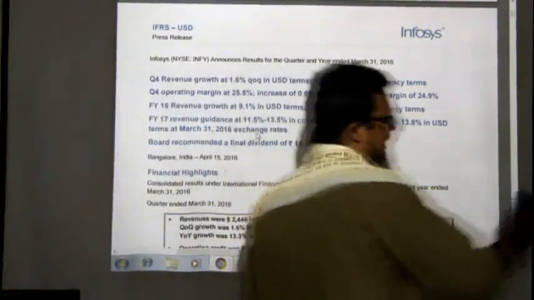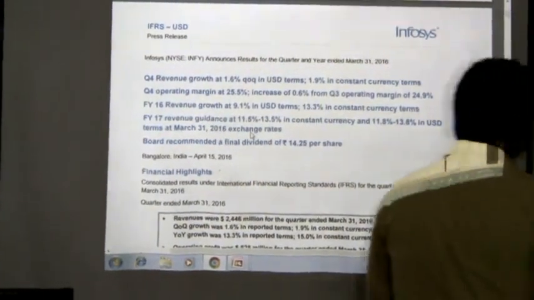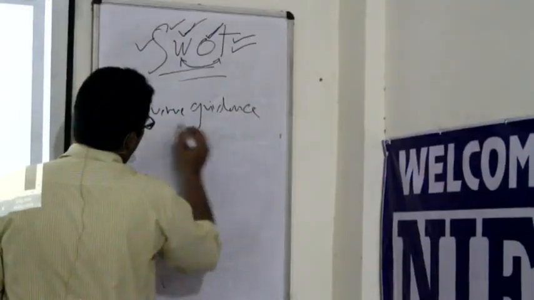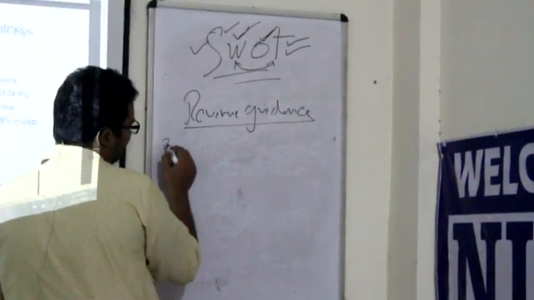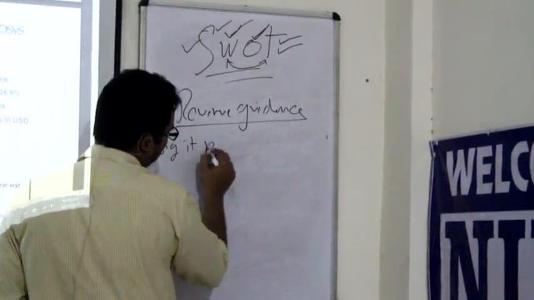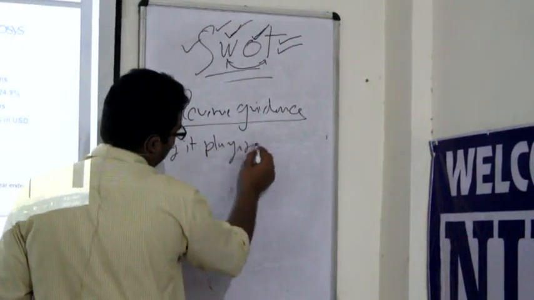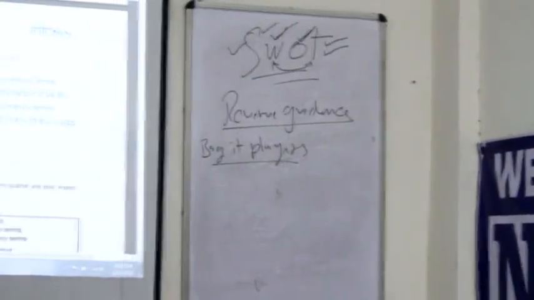FY17 revenue guidance, again there is a term called revenue guidance. The company was able to give a revenue guidance. When we talk about the revenue guidance, majorly the big IT players give certain revenue guidance to give an approximate growth rate to the industry.